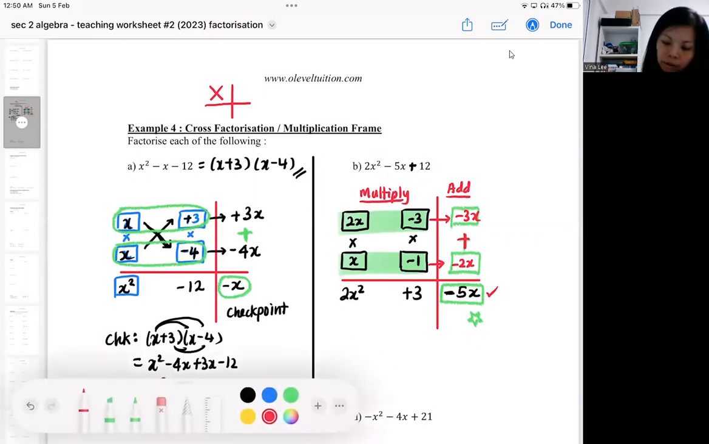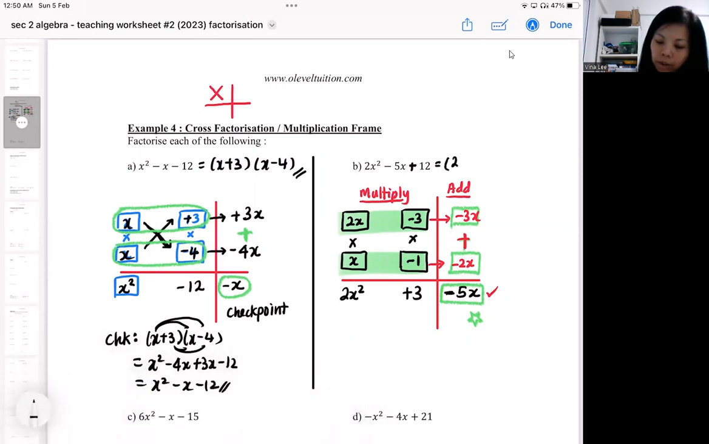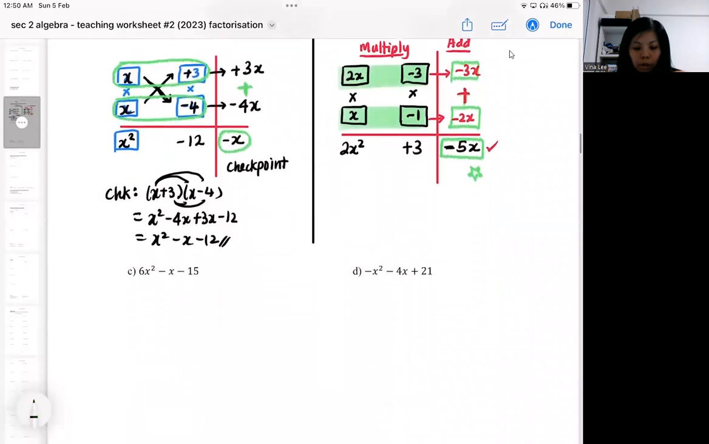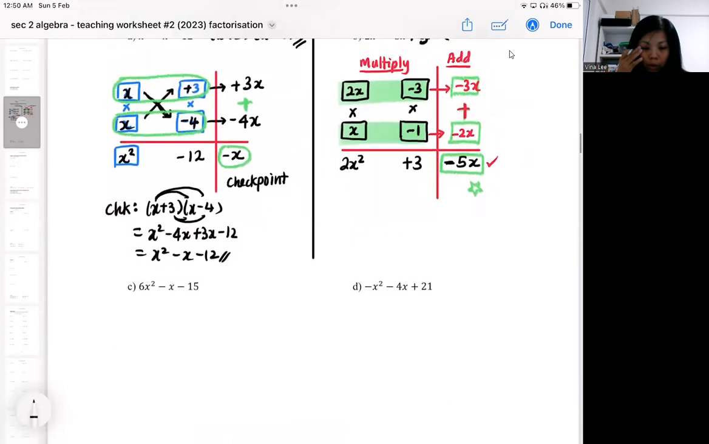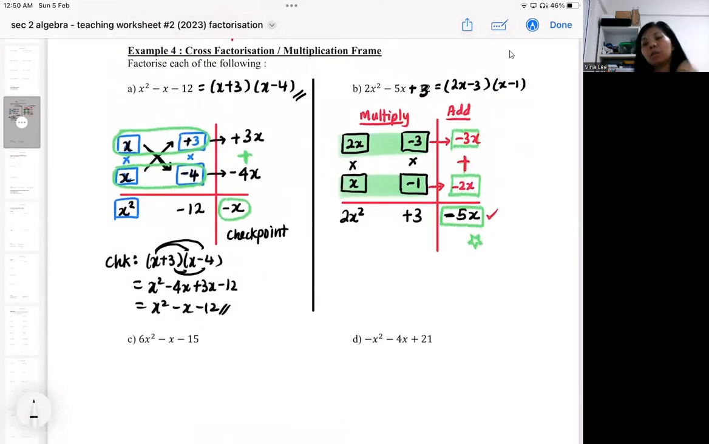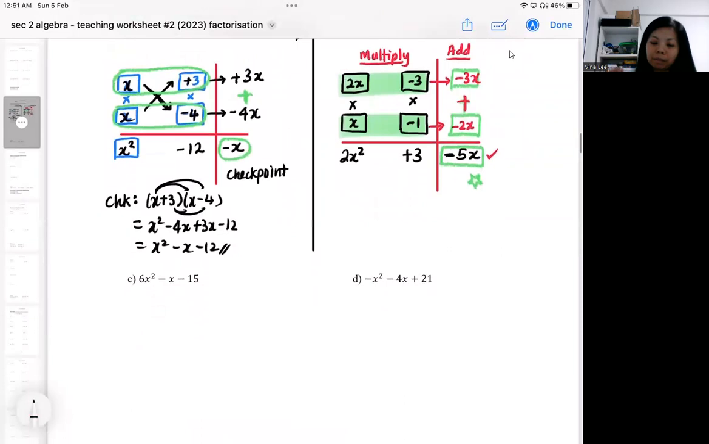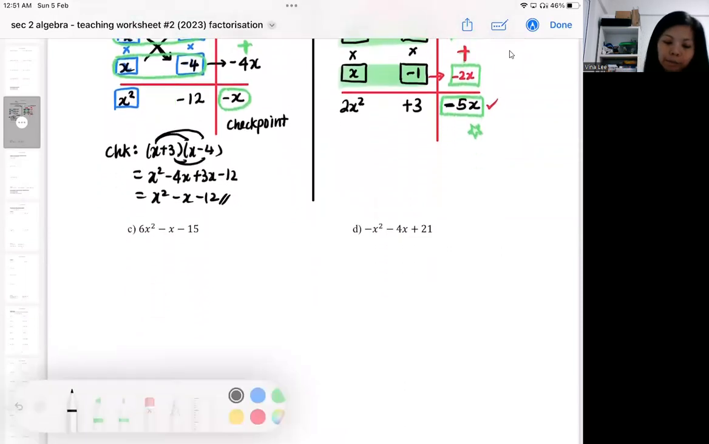So the first 2 boxes will be 2x minus 3. The second 2 boxes will be x minus 1. So again, you can try to do the arrow method to see whether it gets back the same expression or not. Okay, so now we're going to be trying 6x squared minus x minus 15. So this one is even more difficult to try.